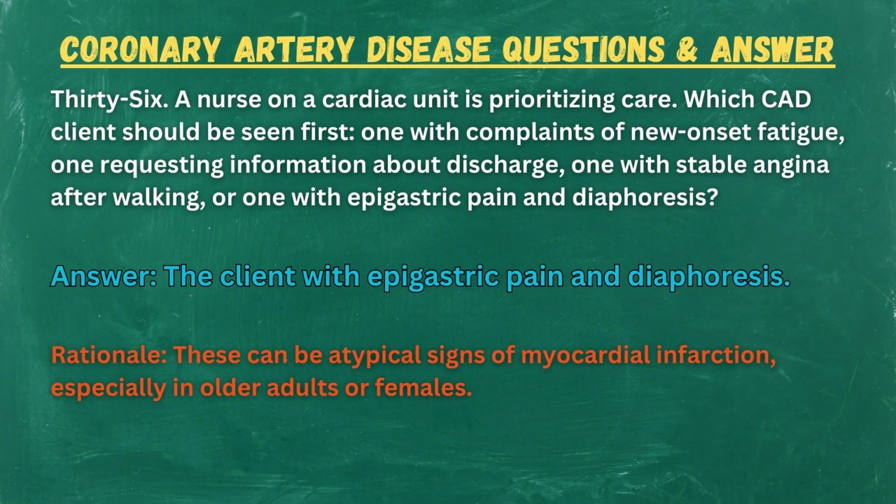36. A nurse on a cardiac unit is prioritizing care. Which CAD client should be seen first? One with complaints of new-onset fatigue, one requesting information about discharge, one with stable angina after walking, or one with epigastric pain and diaphoresis? Answer: the client with epigastric pain and diaphoresis. Rationale: these can be atypical signs of myocardial infarction, especially in older adults or females.